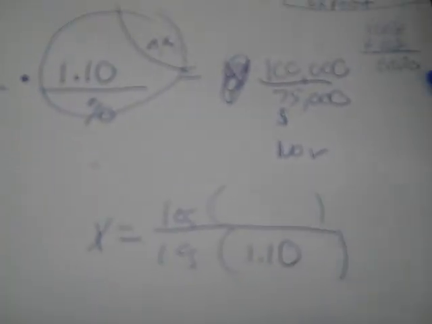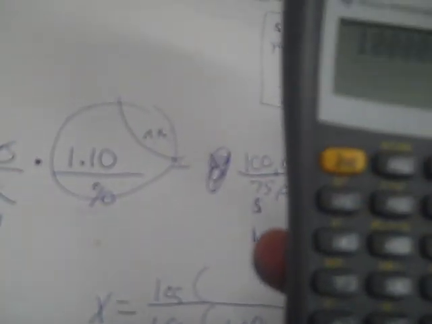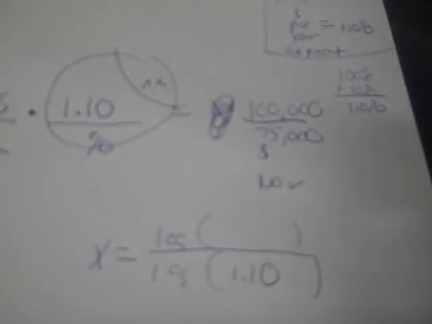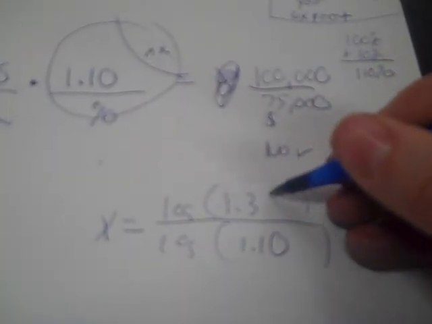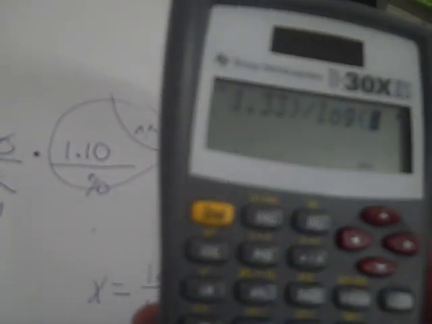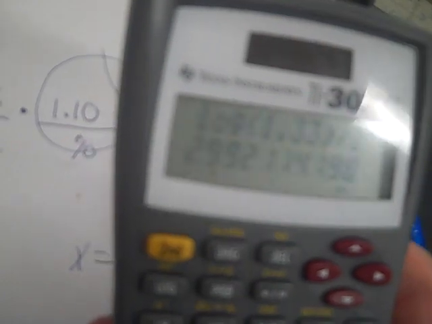Okay. So I take 100,000 divided by 75,000, and I get 1.33. Round it. If it goes on like that, just round it. Okay. So I take log 1.33 divided by log 1.10. That takes me right to my answer. Okay. x is equal to approximately 3.